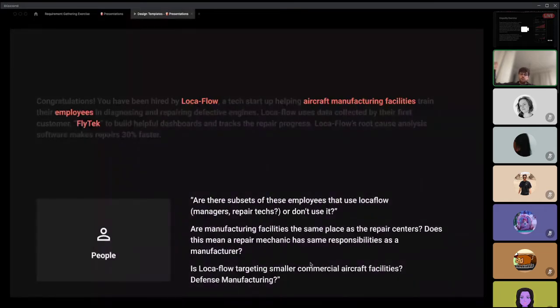Is Locaflow targeting smaller commercial aircraft facilities or something bigger? You could have something like defense manufacturing or huge aircraft lines, right? So if I'm worried about the scale, that would be a question to ask as well. From the question you asked at the beginning, which is who's our target audience, you can see you're on the right track. But what I'm looking for in an interview is that one level deeper, being able to break this apart, think about those underlying themes, and really dig into the problems and what you can find.